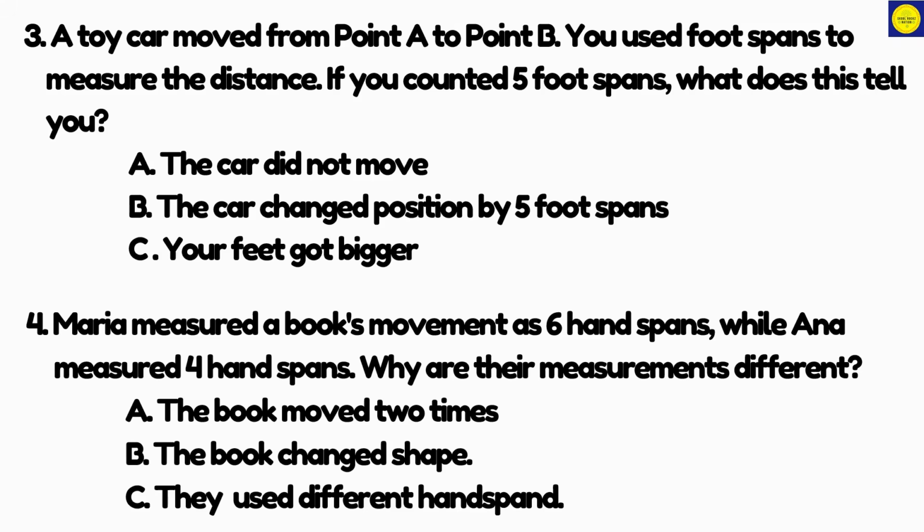Number 4. Maria measured a book's movement as 6 handspans, while Anna measured 4 handspans. Why are their measurements different? A. The book moved 2 times. B. The book changed shape. Or C. They used different handspans.